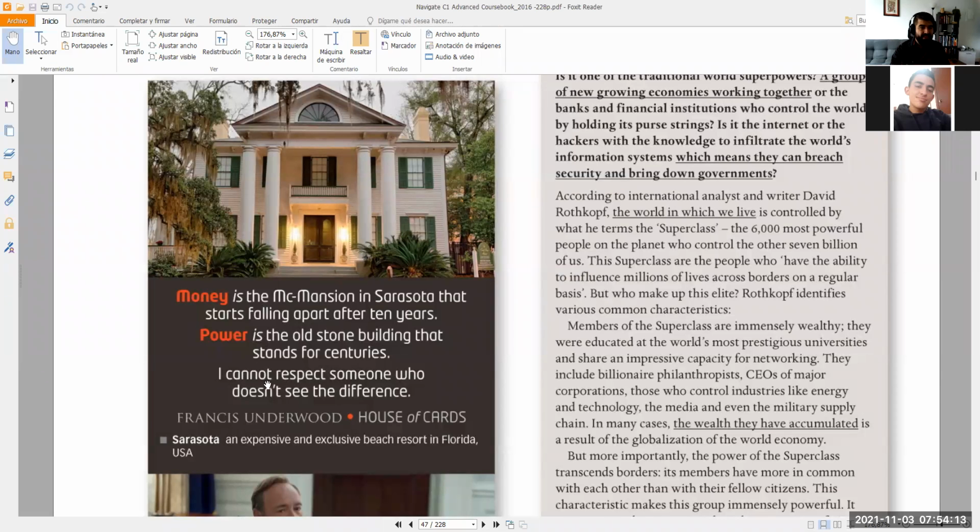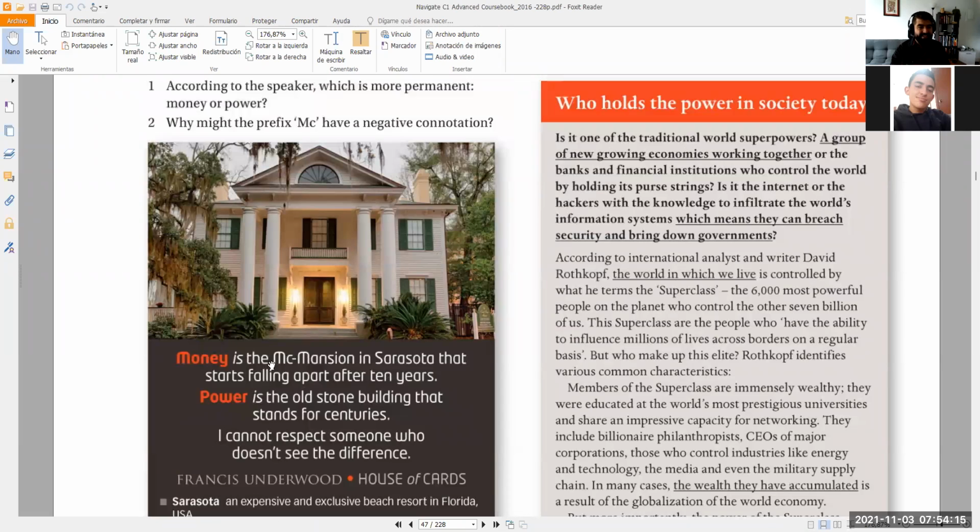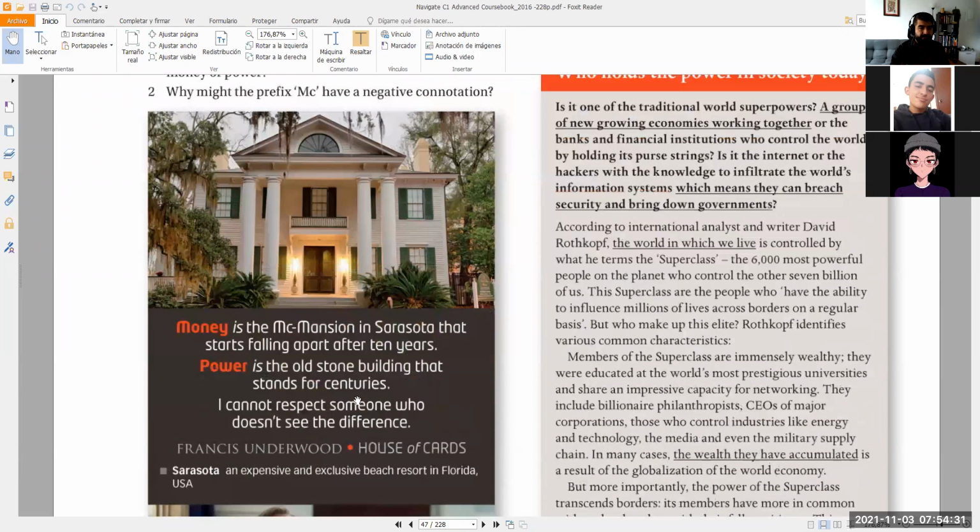So guys, when we say this, money is the Mac mansion in Sarasota, you know what that means, guys? The use of that prefix, the prefix Mac in this case? No idea on that? Mass produced. No. I mean, what does it imply? If we put the prefix Mac right before something, what are we saying actually?